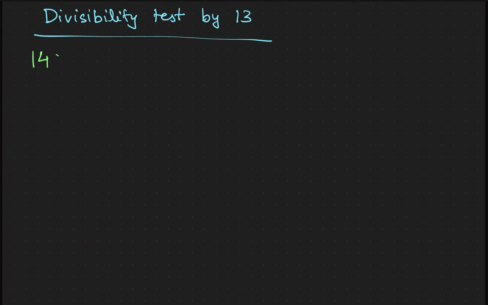So suppose a number is there, 143. How to know that this number is divisible by 13 or not?